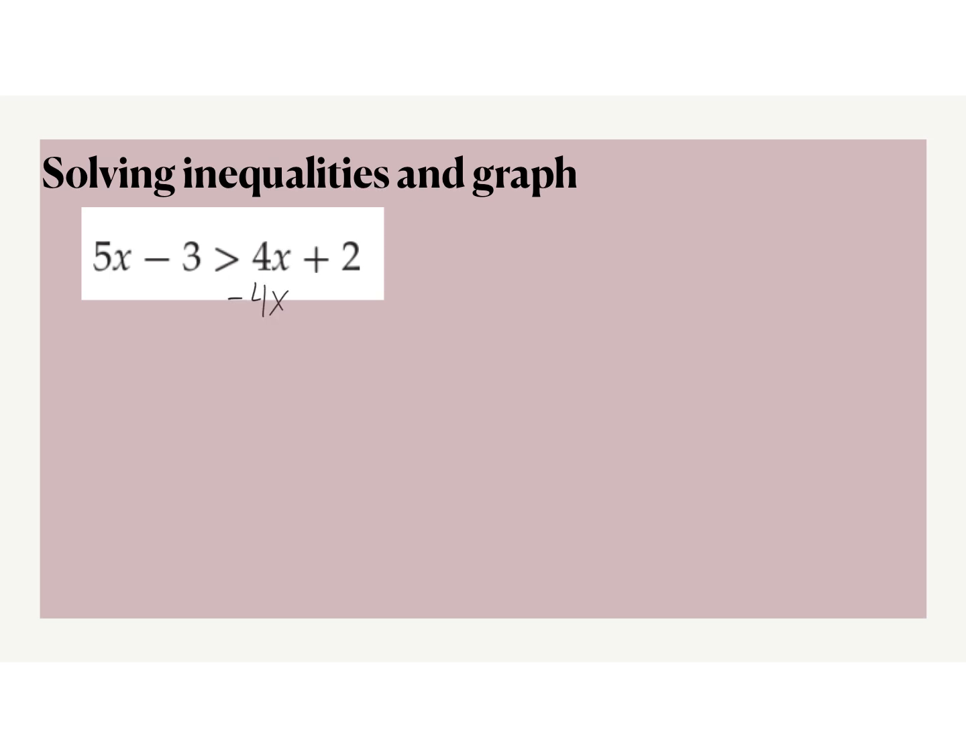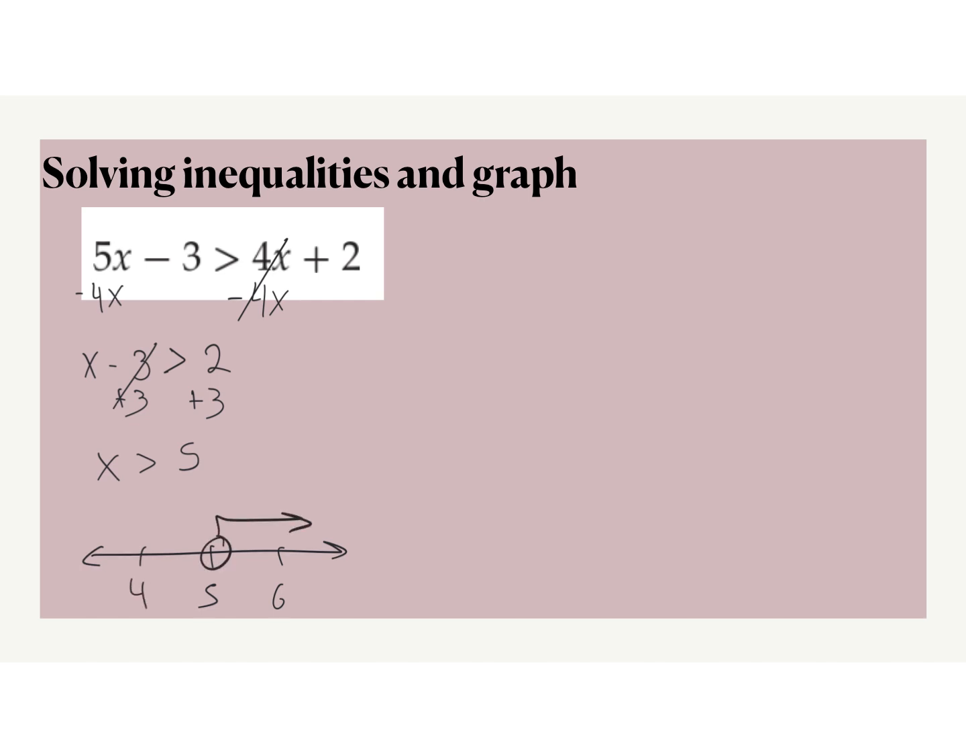We have 4x subtracted, minus 4x. You get x minus 3 is greater than 2. I'll go ahead and add the 3 on both sides, and we get x is greater than 5. Now, following this, when we do the number line, we're going to get 4, 5, 6, open circle to the right. Now, if you by any chance, I'll do it in a different color, I'll do it in blue.